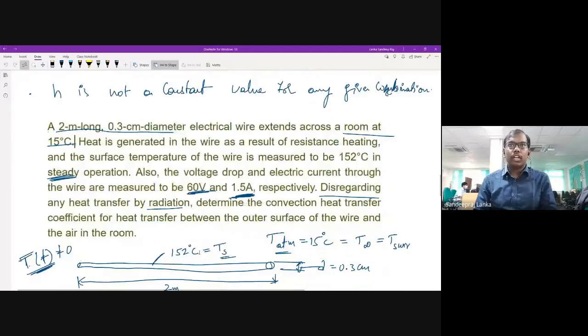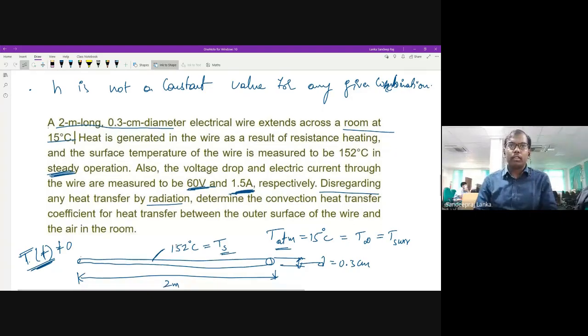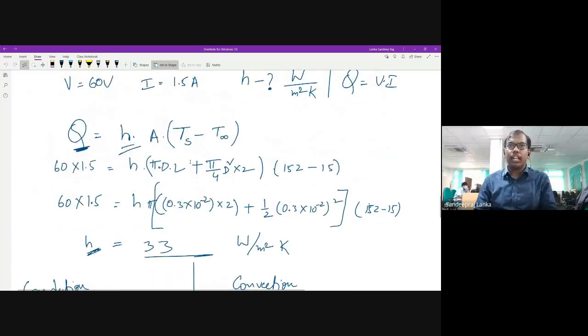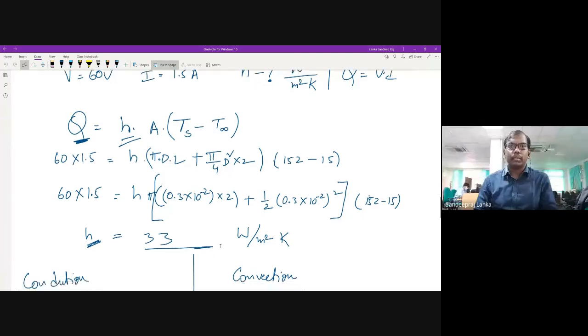After that, we have solved this problem wherein you have this wire, and this wire is having so and so volt and so many ampere, and if this is kept in a so and so temperature room, what will be the h value, the heat transfer coefficient value, we have calculated using Q is equal to h A delta T concept itself.